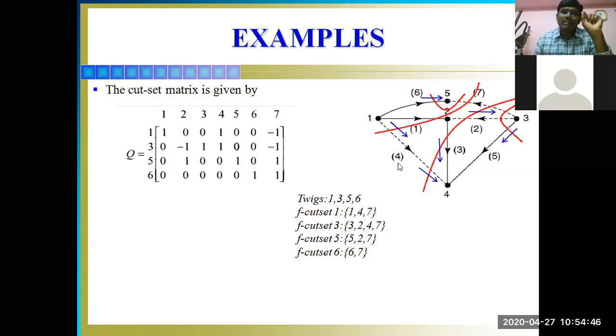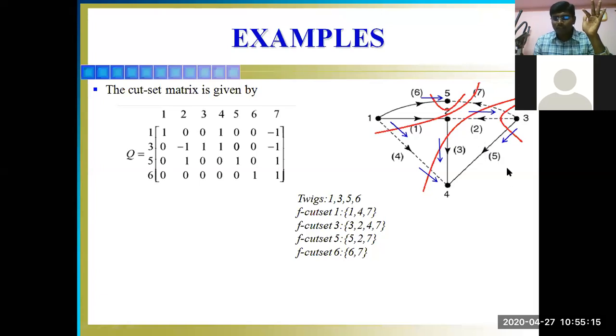The number of cut sets is equal to the number of twigs. What are the twigs? 1, 3, 5, 6. See, for 1 we will come to it last. If you come to the second twig, 3. Where is the third twig? Here it is the third twig. Here it is the 5th twig.